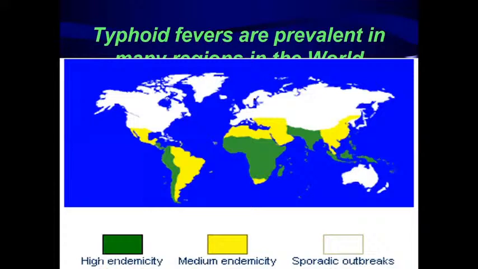We're still on time. We're going to touch on typhoid. It's prevalent in many geographical regions in the world. We can see the highest intensity is within the tropics, mainly Africa, Asia, and South America.